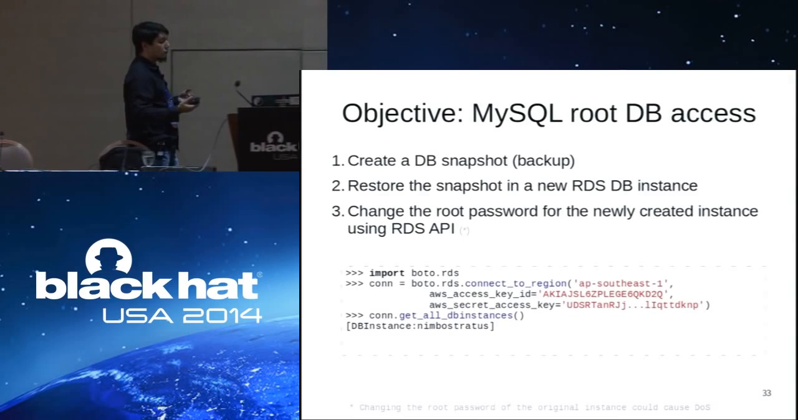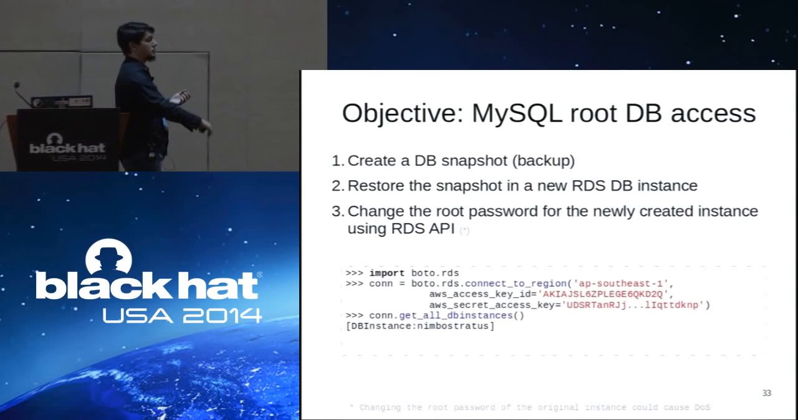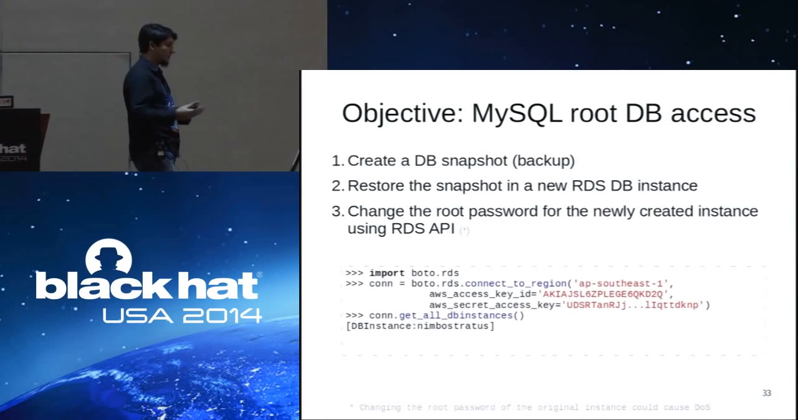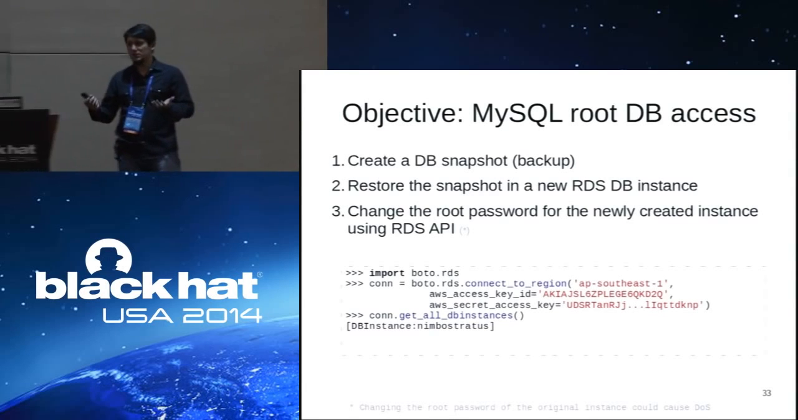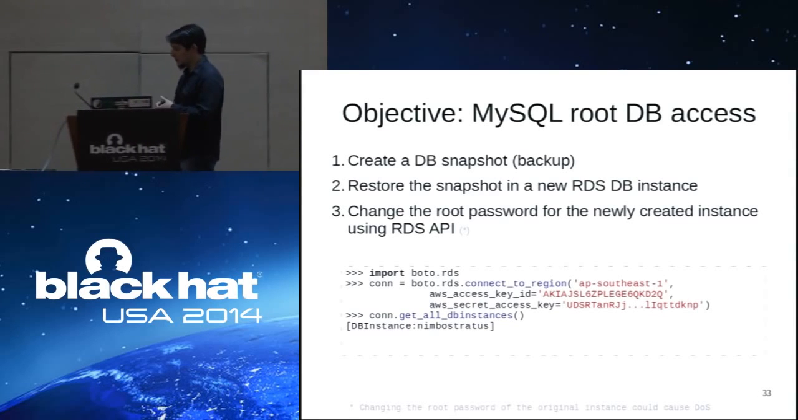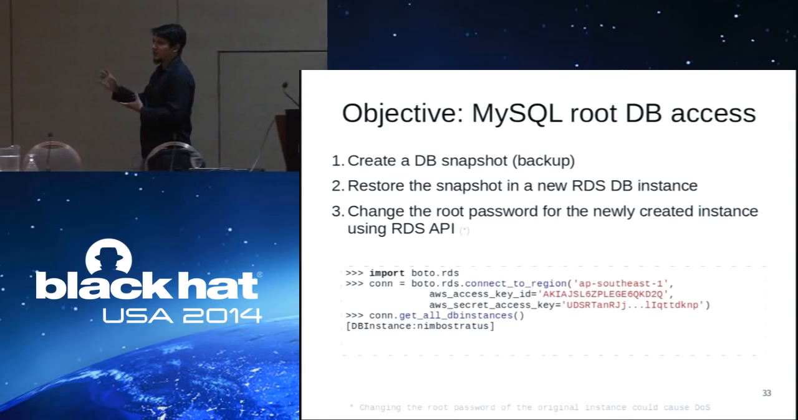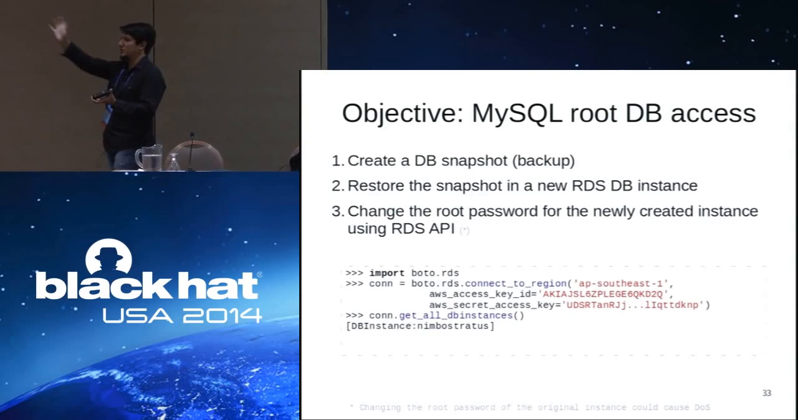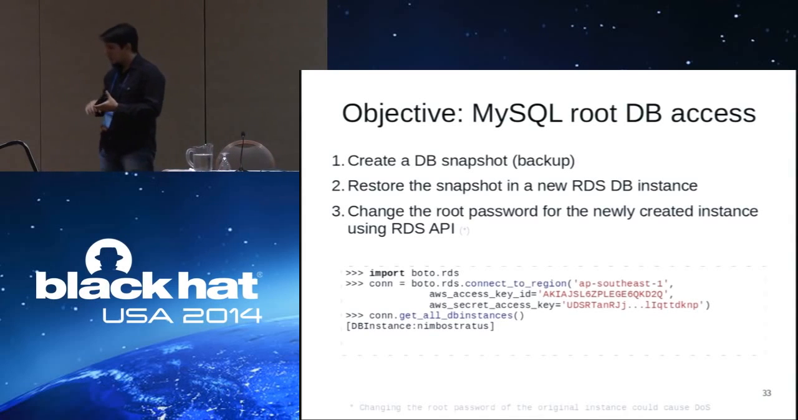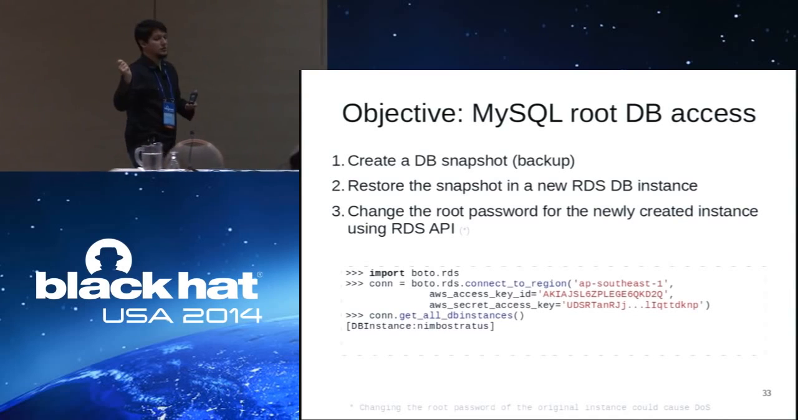So we could create a snapshot. We could restore that snapshot with a different name also in RDS. And then, because RDS also provides you with that API, we could set the root password for that restored snapshot, which has all the information of the original one. We could set the password there and connect to it.